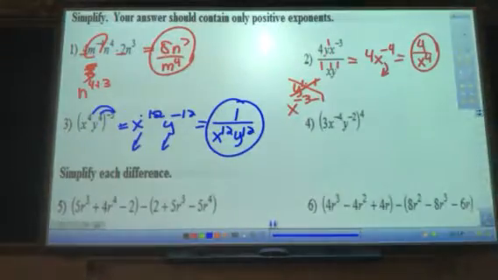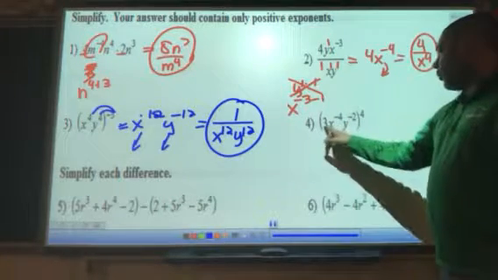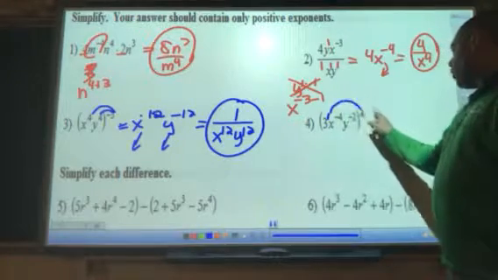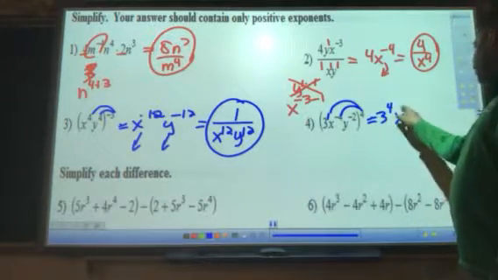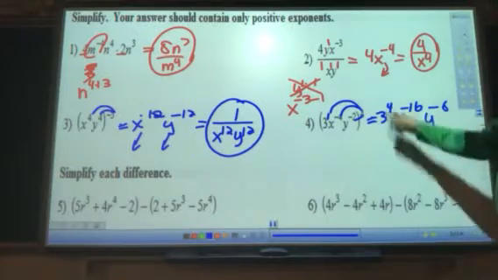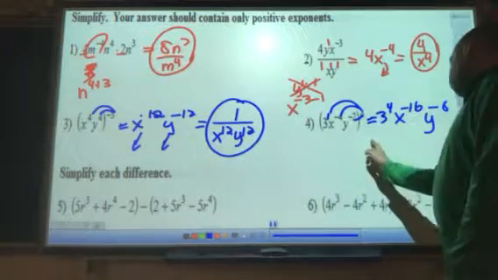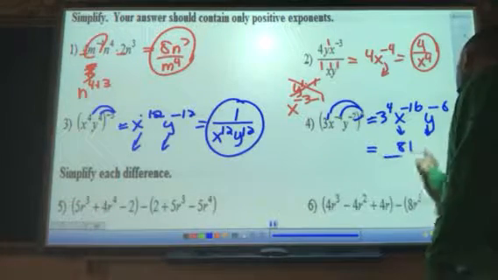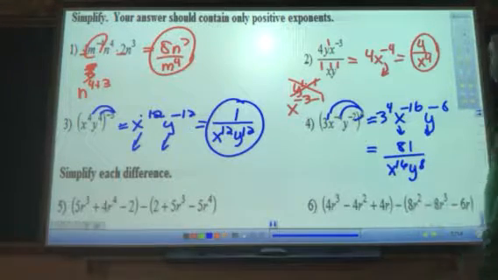Okay? For number 4, reminder, you are multiplying the exponents. So this 3 has an exponent we never write. It's 3 to the 1st power. 1 times 4 is 4, so that'd be 3 to the 4th power. For the x, negative 4 times 4 is negative 16. For the y, negative 2 times 4 is negative 8. Now, 3 to the 4th power, remember, is 3 times 3 times 3 times 3. It'd be 81. And my x and y both have negative exponents, so they go to the bottom. So it'd be 81 over x to the 16th, y to the 8th.